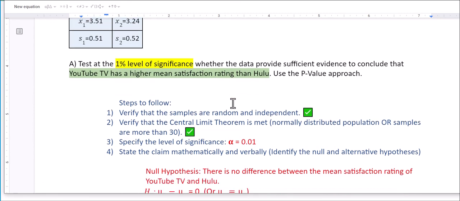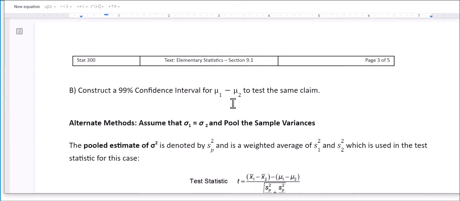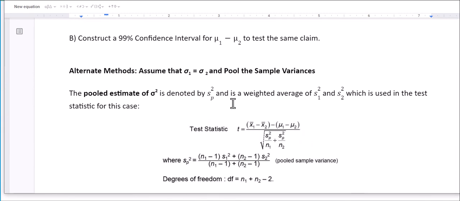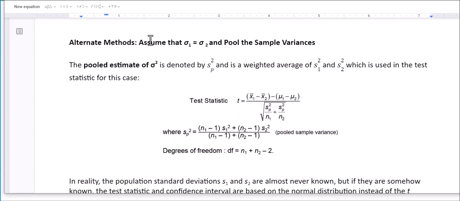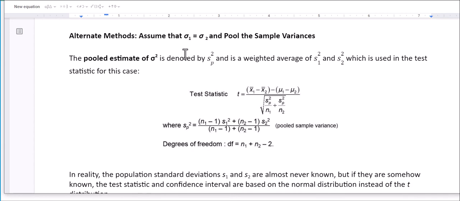So going back to the notes, we finished that example. And the last thing here is that alternate methods assume that sigma 1 equals sigma 2 and pool the sample variances. So sometimes, even though you're not given what the standard deviations are, if anywhere in there it says assume that they're the same, that means you will pool the sample variances.